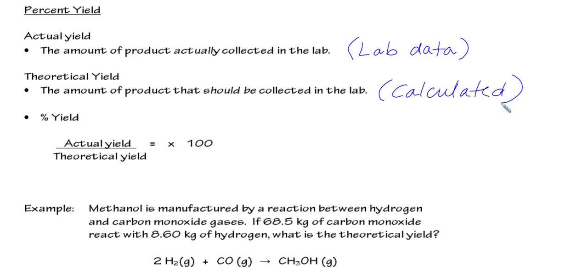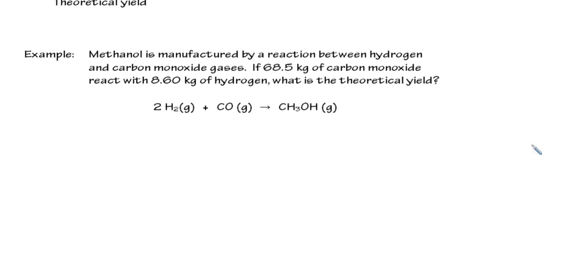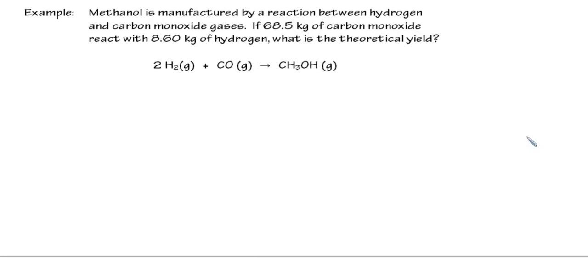In calculations, we might get something that looks like this. Fun. Methanol is manufactured by a reaction between hydrogen and carbon monoxide. I've got 68.5 kilograms of carbon monoxide and 8.6 kilograms of hydrogen. We'll always need to calculate the theoretical yield first. And so this is a basic limiting reactant problem. I just don't love that my reactants are in kilograms.